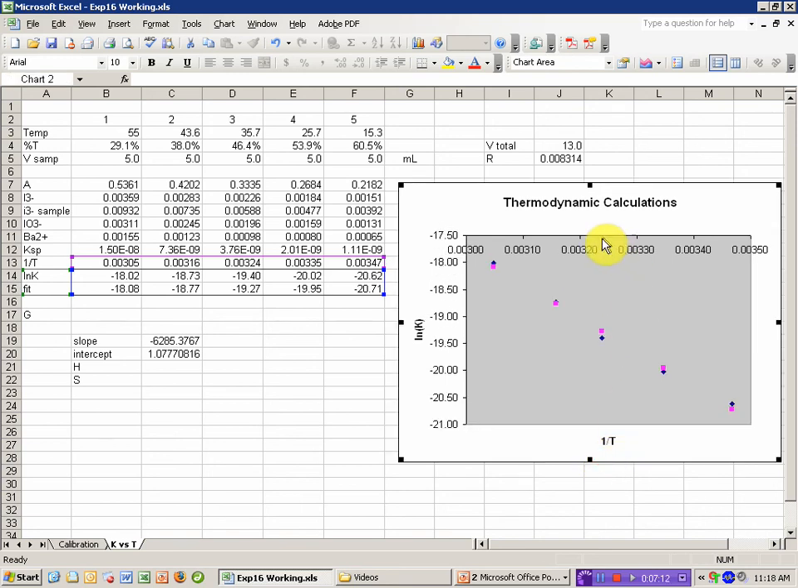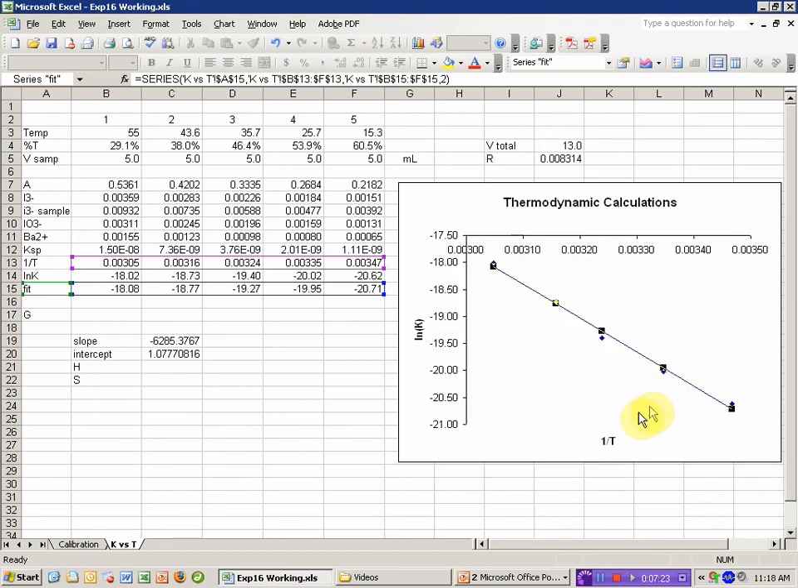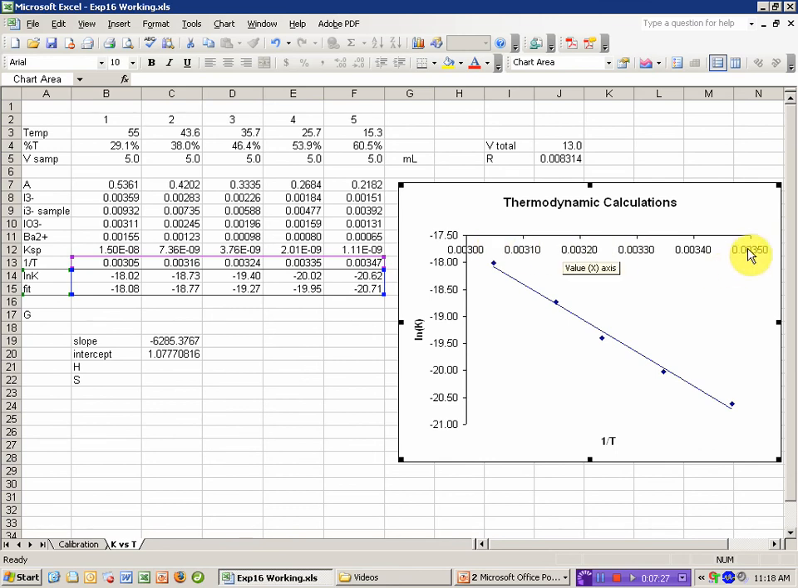Move this over a little bit so we can see what we're doing. Now, a couple things. Get rid of the gray. I don't much care for the gray. I'm going to take my fit line, format data series. Get rid of the data point so I get a line in my fit. The last thing I want to do is I want to move this axis. I don't like it being at the top.